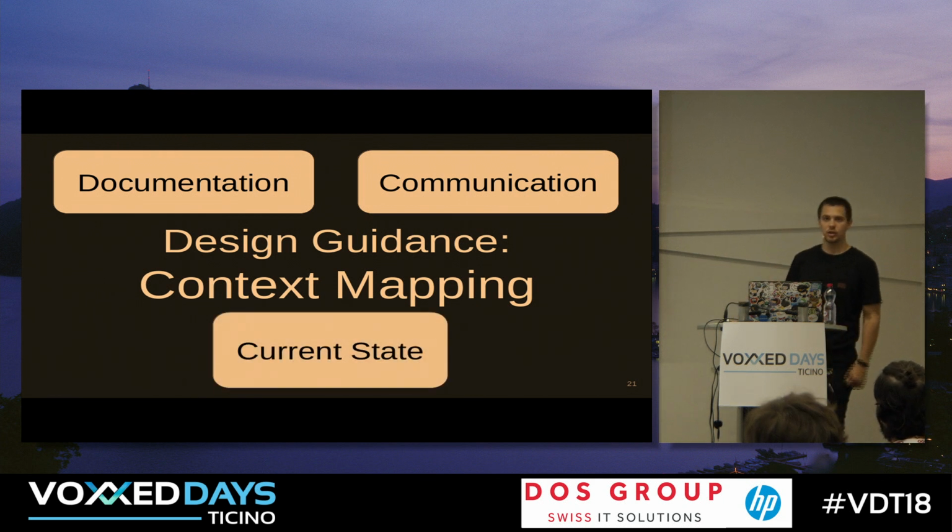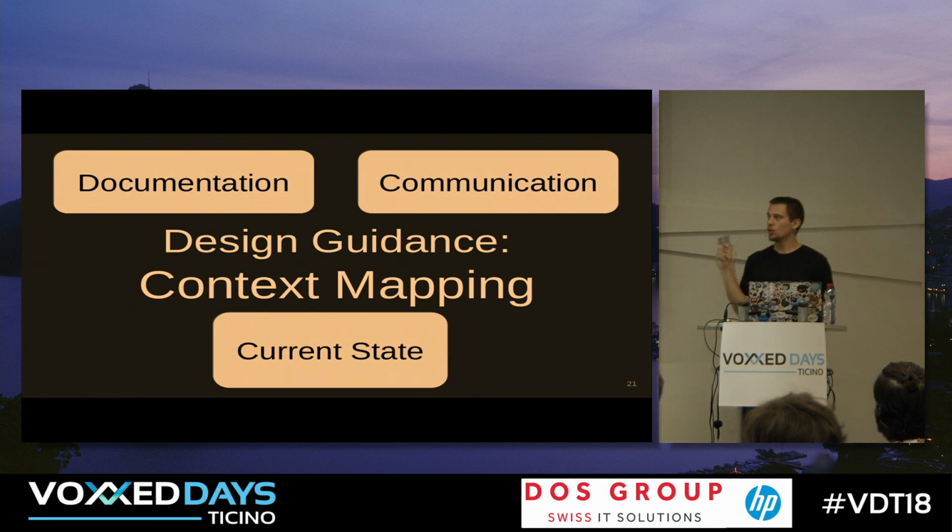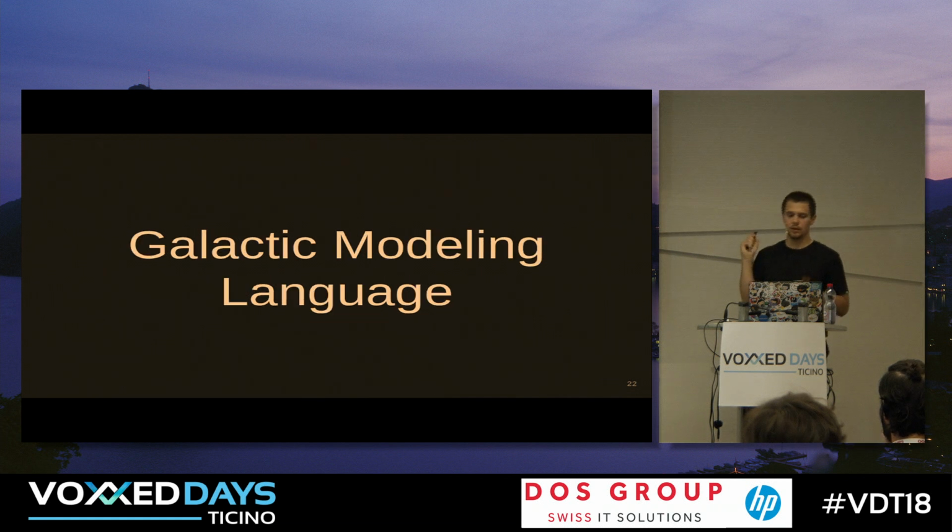It's very challenging with any sort of documentation to maintain the current state of your knowledge share. If you've written documentation last month, it's very likely it got outdated in a week or even a day. So how does context mapping tackle this problem of keeping it current? Something called galactic modeling language. It sounds very fancy and significant. In reality, it's extremely simple.